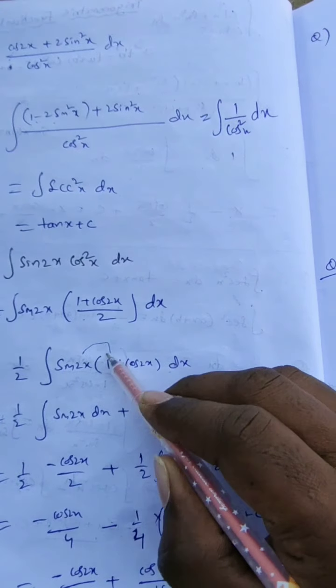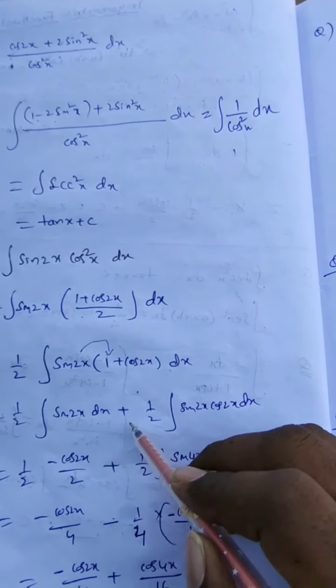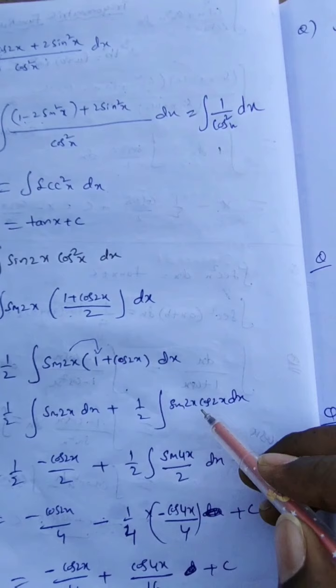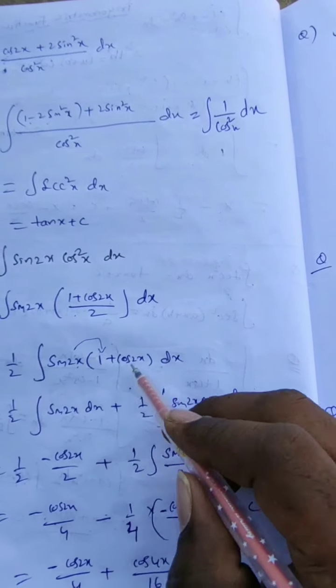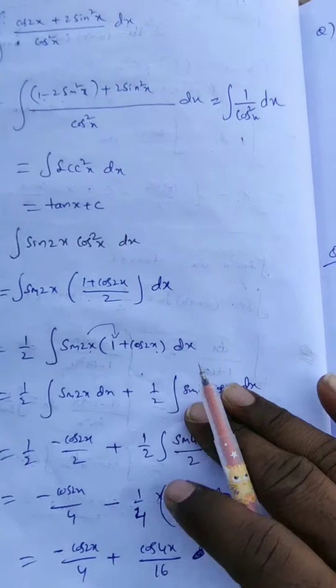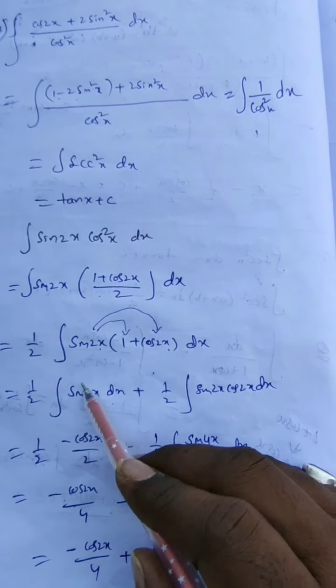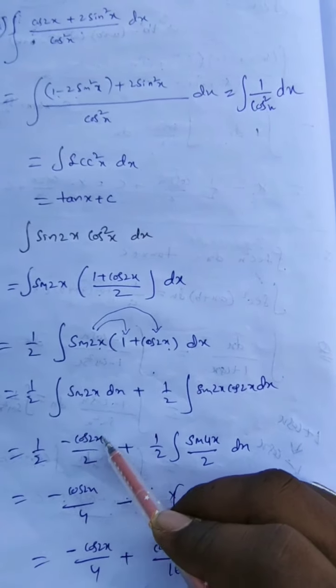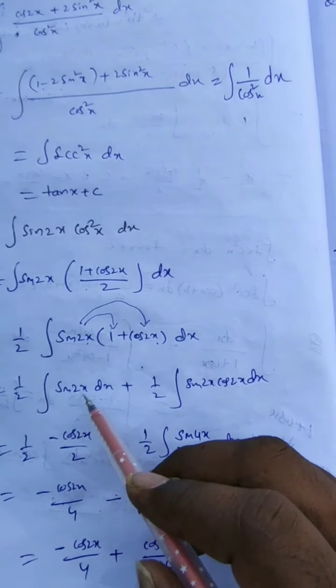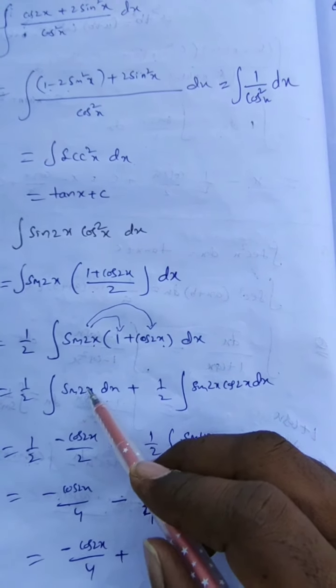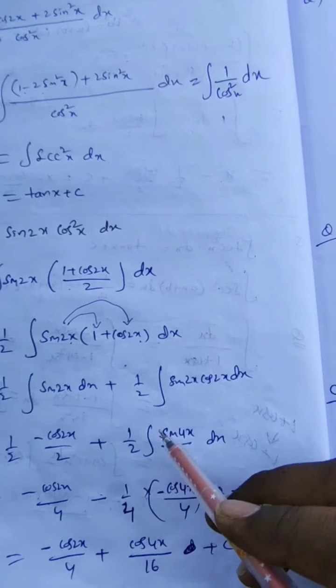Now sin 2x you multiplied inside: 1 by 2 sin 2x dx plus 1 by 2 sin 2x into cos 2x dx. So what I multiplied, I multiplied here and here. So 1 by 2. What is the sin 2x integration? Minus cos 2x. And what is the coefficient of x here? 2. So divide by 2, plus 1 by 2.